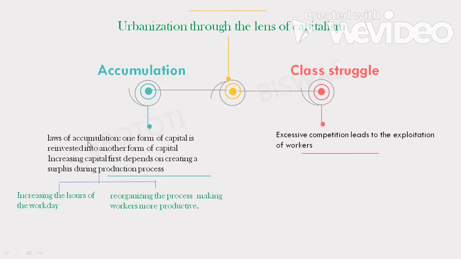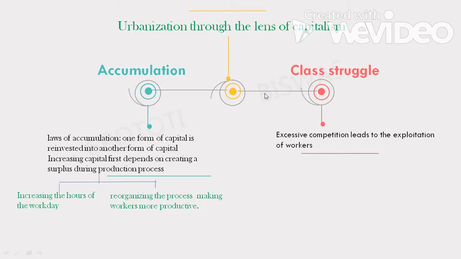You can see this in any sort of entrepreneurs. They don't stop after they manufacture some good and get a profit. With the profit, they reinvest a part of it for more raw materials, and through that they want to gain more capital. So this is the law of accumulation, where one form of capital is reinvested into another form of capital. And this increasing capital depends on creating surplus.